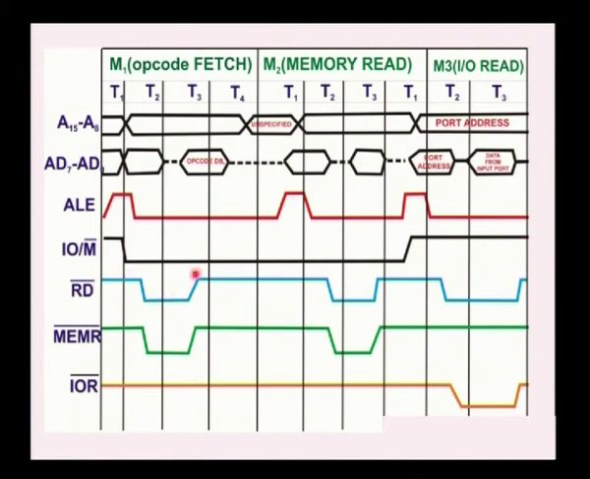Then the read bar signal is always low from part of T2 to part of T3 in all machine cycles, because that is the time we are loading the data. Then based on these 2 signals, the memory read bar and IO read bar signals are placed.